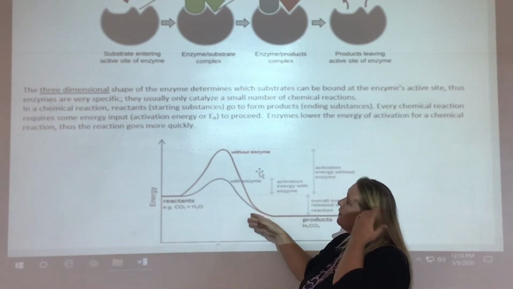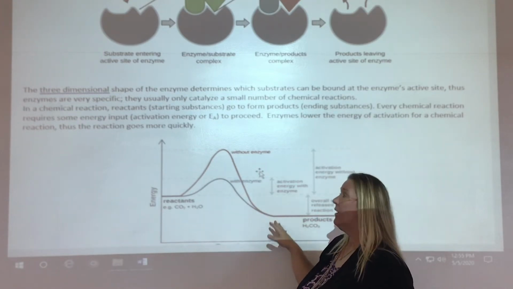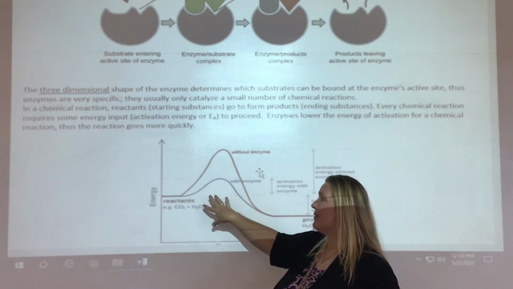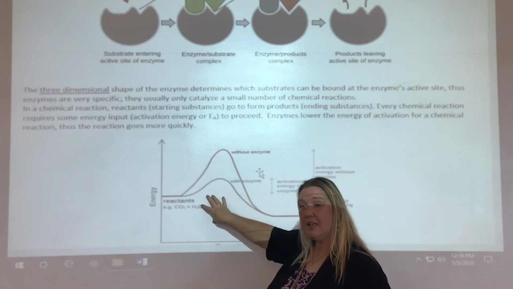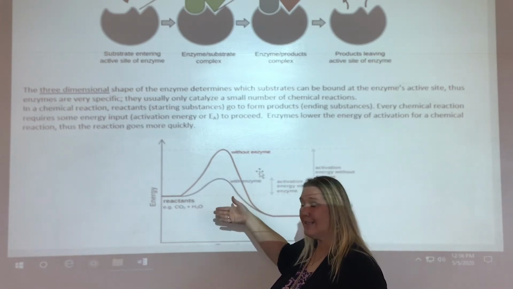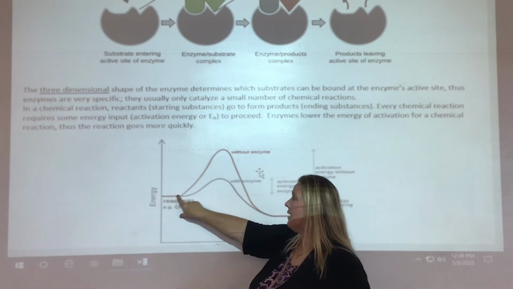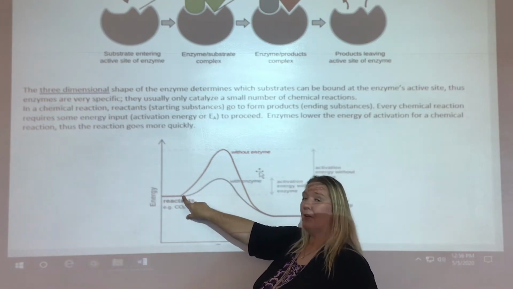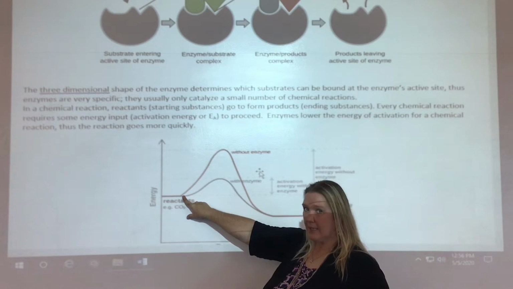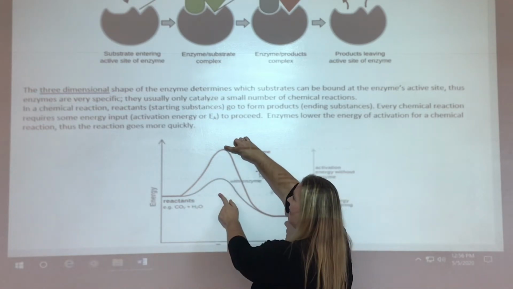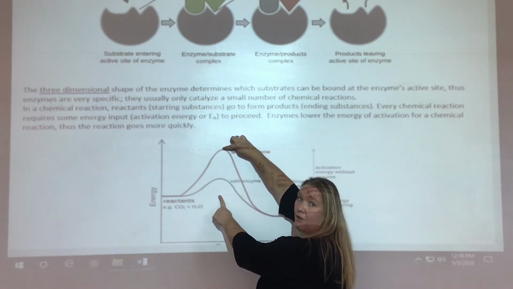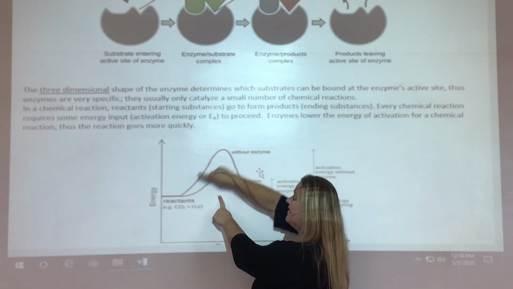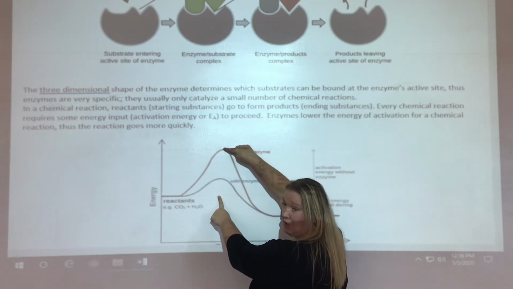Okay? So here in the next part we have a graph. And in this graph it shows the activity, okay, with and without an enzyme. So here is our reaction. Okay? If we did not have an enzyme present, it's going to need this much energy for that reaction to occur. You have to input that much energy.